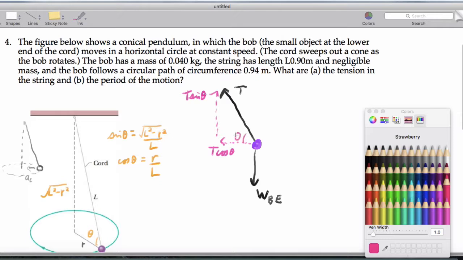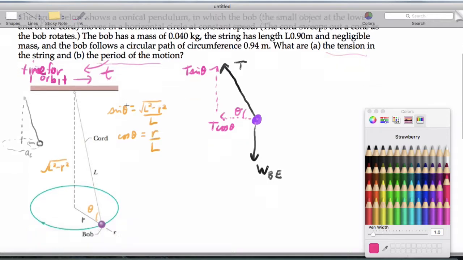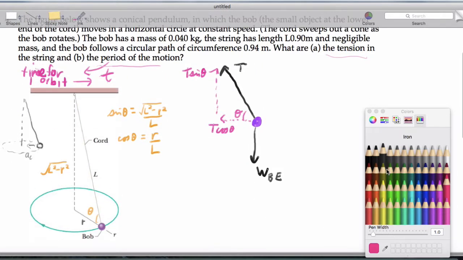So this angle's theta. And now let's go ahead and set up our equations in x and y because we don't have friction. And we want the tension in the string and the period of the motion. What we mean by the period is the time for one orbit. And by the way, the letter we use for that is also capital T, but we won't worry about that for now. We'll just use lowercase t. So here we go. In the y direction and in the x direction, we've got our equations.